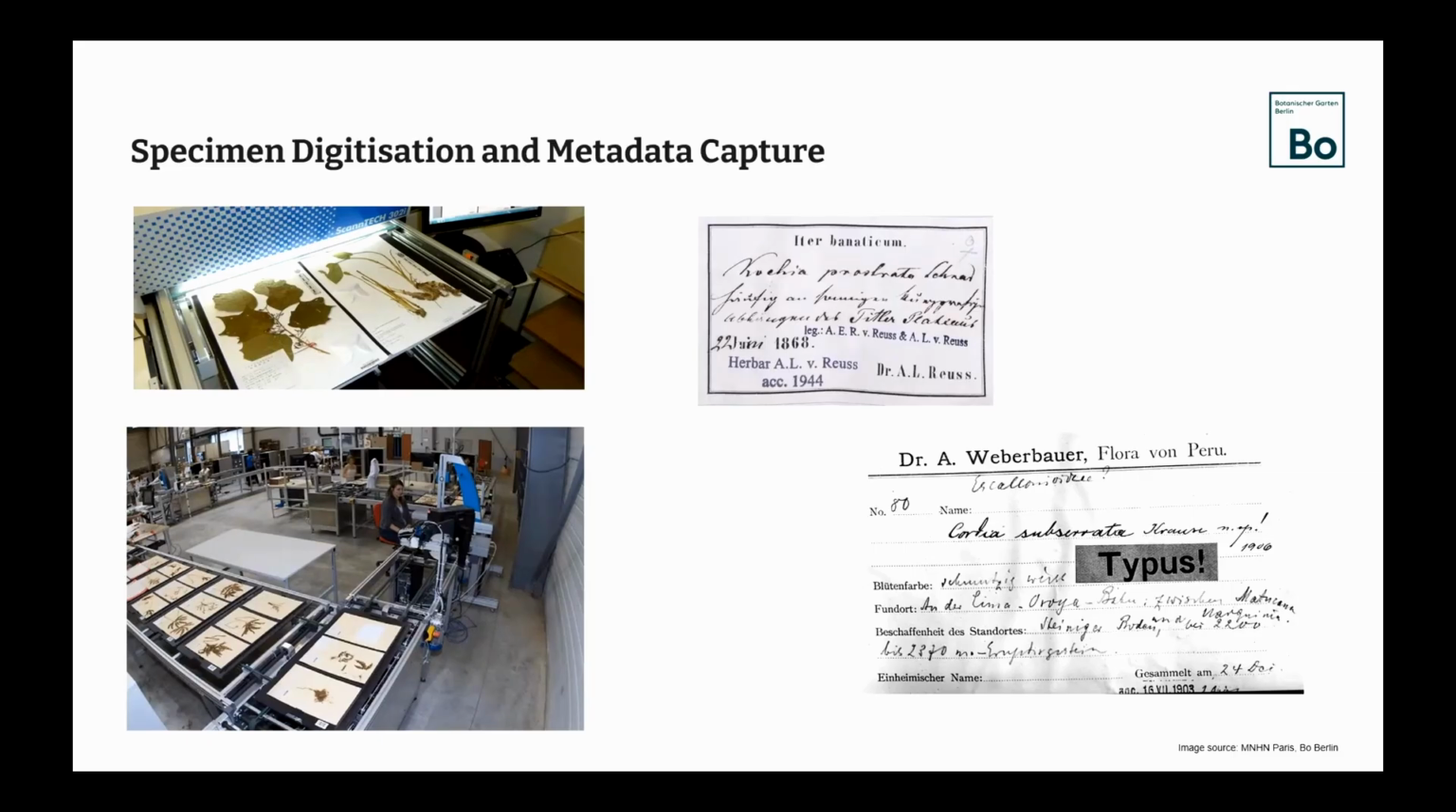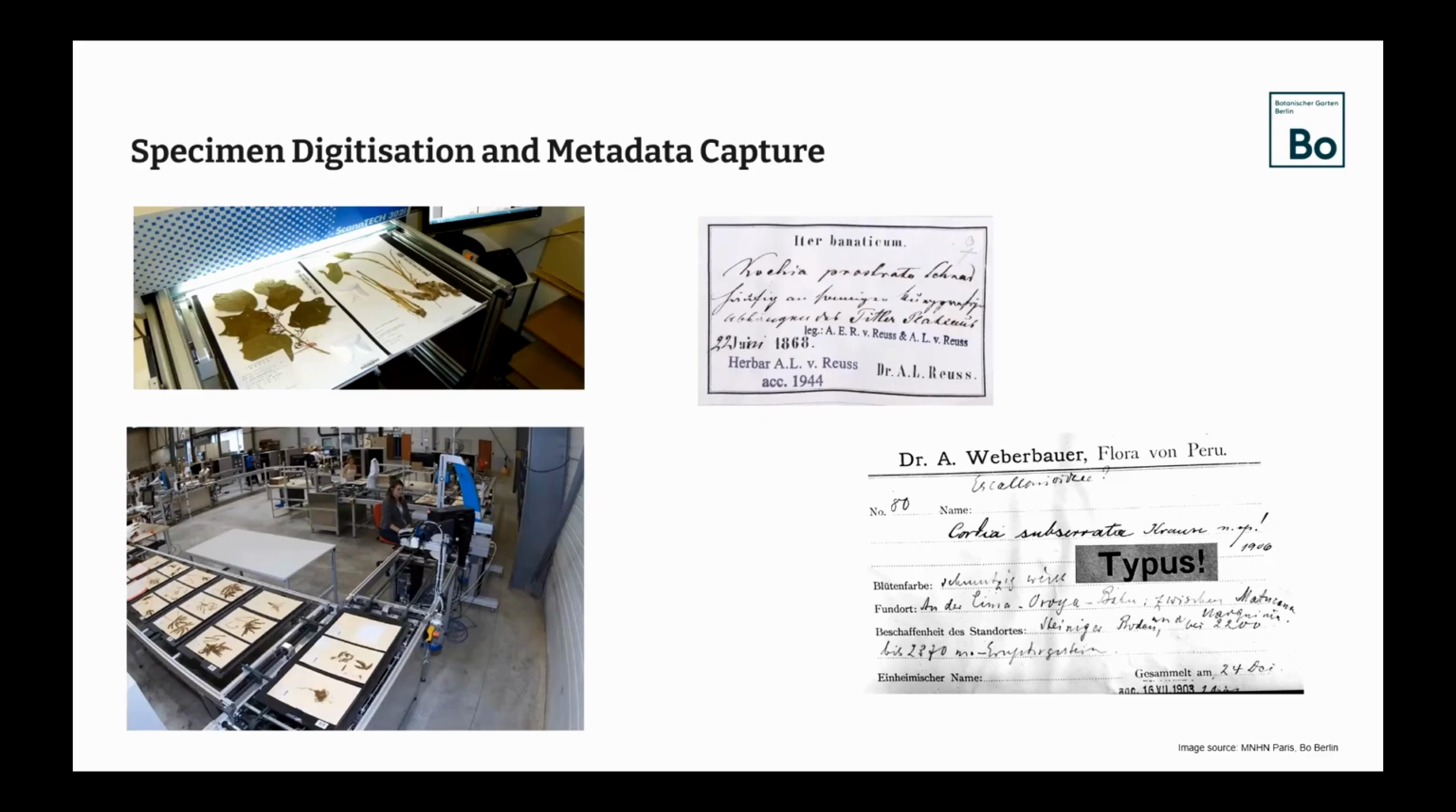The first step to make them available is, of course, to digitize the specimen. That's easier for herbarium specimens since they're flat. The image on the top is how this is done in the Botanic Museum. The specimen is put into a scanner, and then the image is taken of the organism and the label. And this is done one by one with manual handling. So, of course, this takes a long time.